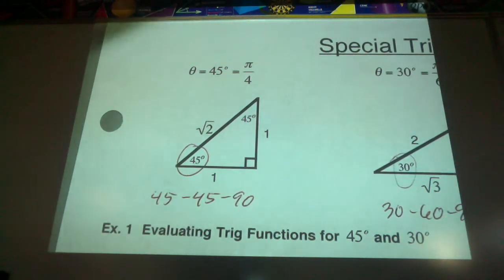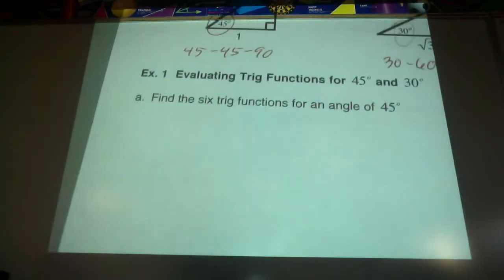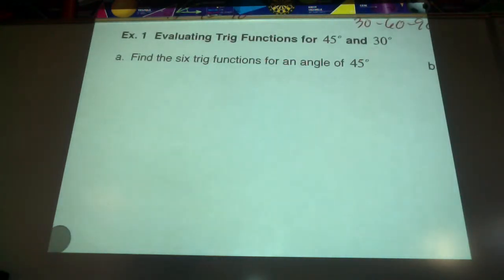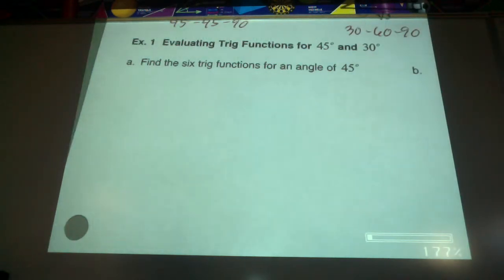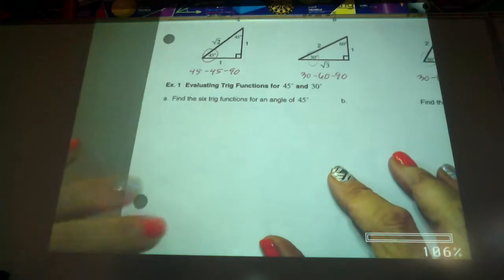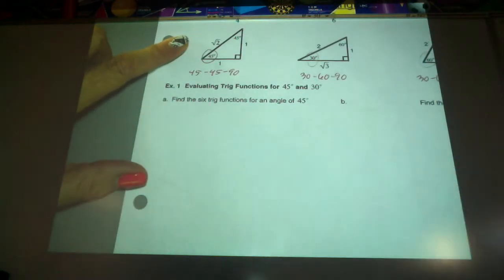All right, so let's look at example 1. All I'm doing, Seth, is laying the foundation for your unit circle. You're going to use this information right now, and then we're going to apply it to our unit circle in our next lesson, which will be 4-3. So example 1 asks you to find the 6 trig functions that we just saw above for an angle of 45 degrees. So we're going to use our 45, 45, 90 triangle.